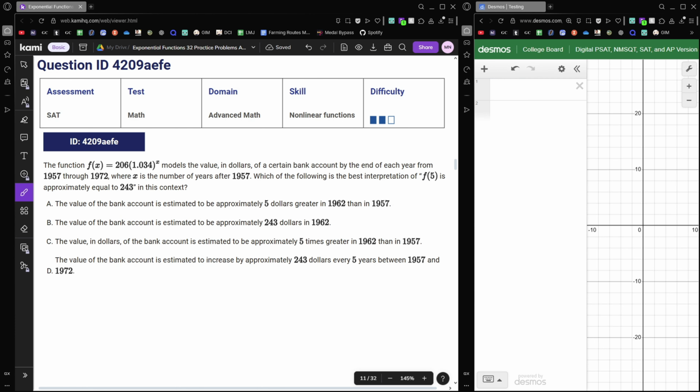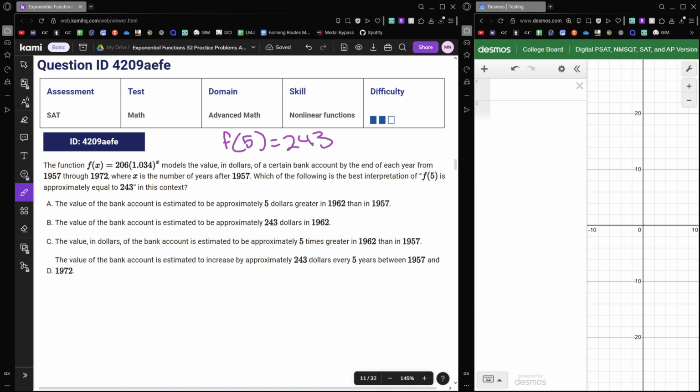Question number 11. The function f models the value in dollars of a certain bank account by the end of each year from 1957 through 1972, where x is the number of years after 1957. Which of the following is the best interpretation of f of 5 is approximately equal to 243 in this context? Alright, so this is just like some question we had earlier, and we know that f of 5 is equal to 243.